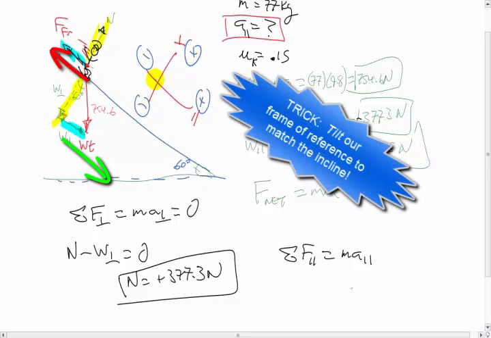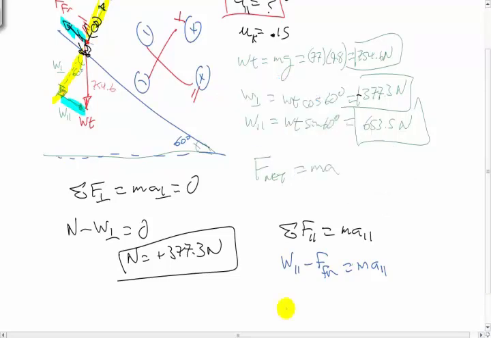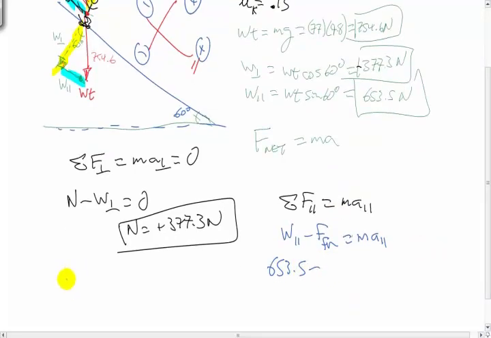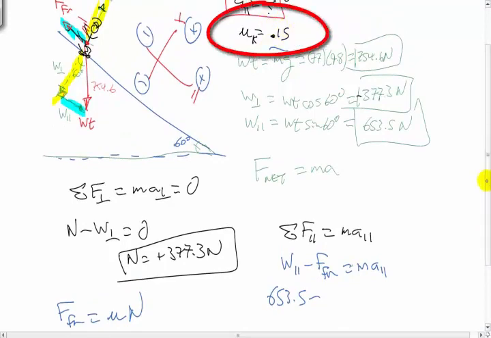So in the parallel direction, we have weight parallel minus the force of friction is equal to mass times acceleration parallel. The end is in sight. We can get there. Weight parallel is 653.5 newtons pulling you down that hill. Force of friction. Can we find the force of friction? Force of friction is what? And in this case, we set the coefficient of kinetic friction to be 0.15.